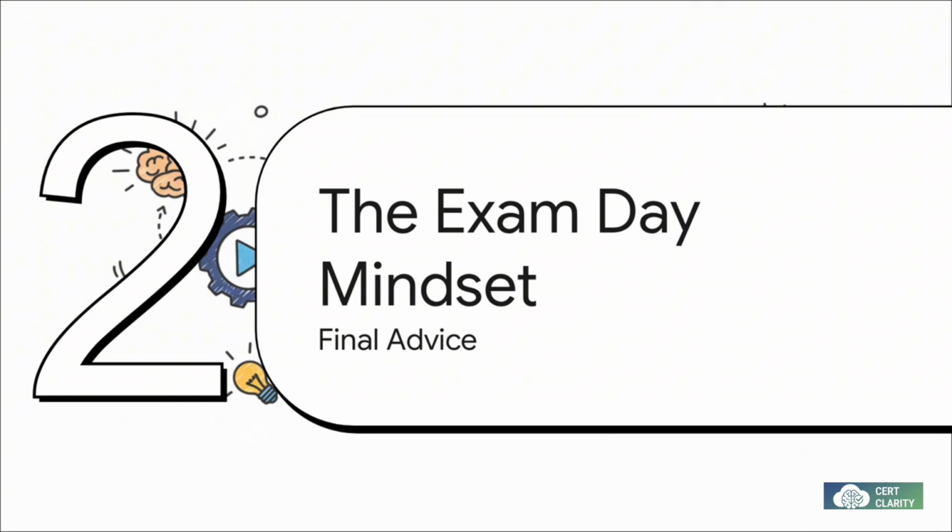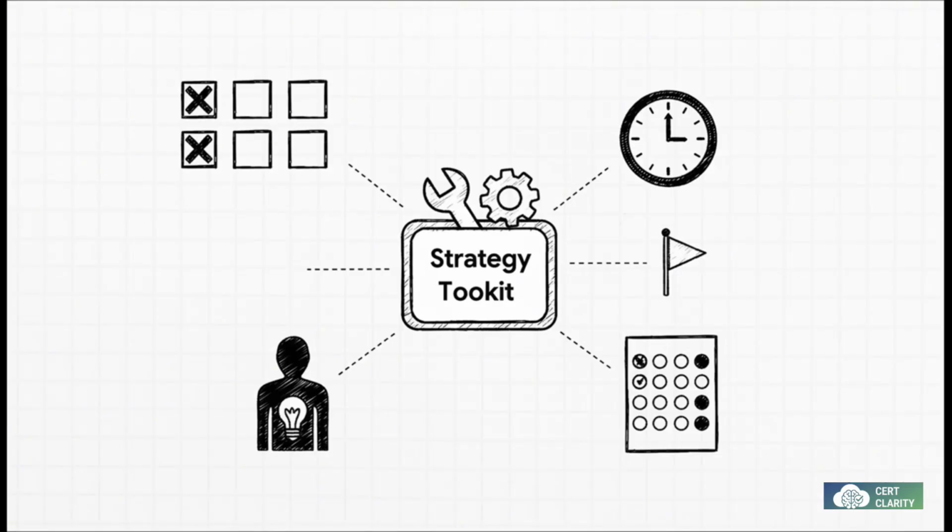Okay, we've reached our final section. Let's talk about game day. You've done the hard work, you've studied, and now it's all about execution. Having the right strategy and the right mindset in the exam room can make all the difference. Here's your tactical battle plan. First, always use the process of elimination. If you can confidently rule out 2 answers, your odds on a guess go from 25% to 50%, huge difference.